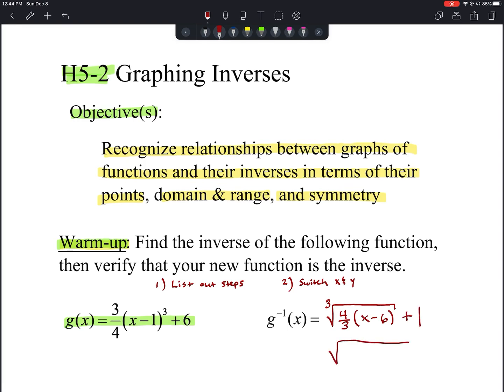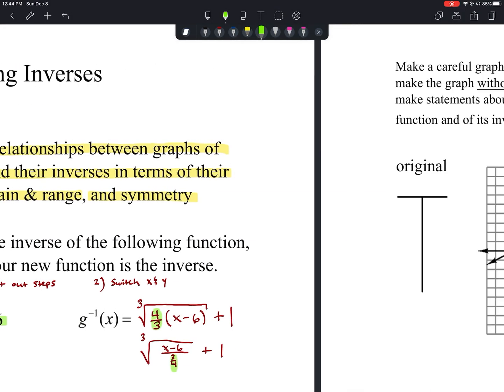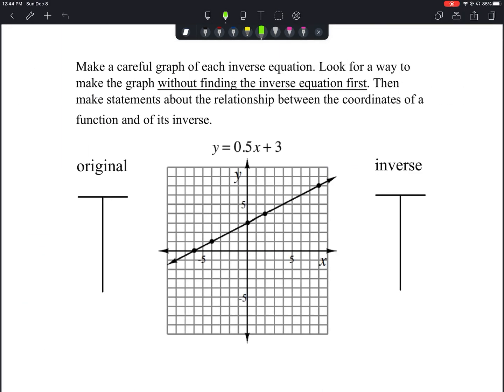Now I've seen people also give me answers that look like this, where I've had x minus 6 over 3/4, and then plus 1 on the outside. That is equivalent there. We try not to leave fractions in fractions, but yes, if you got that, that is also the same thing. We just try not to leave this fraction in here. When you divide by a fraction, remember you can multiply by the reciprocal, just like we did in that top answer. All right, let's move in here now to looking at our inverse graphs.